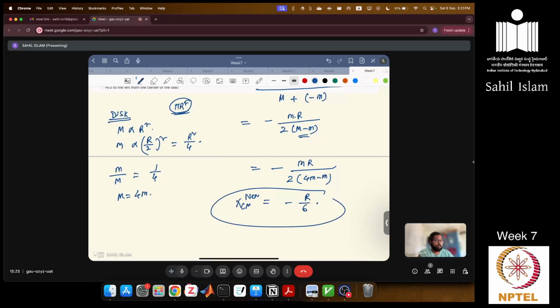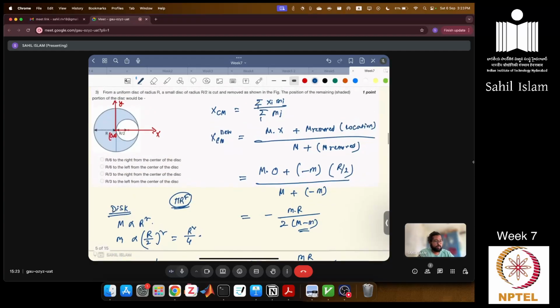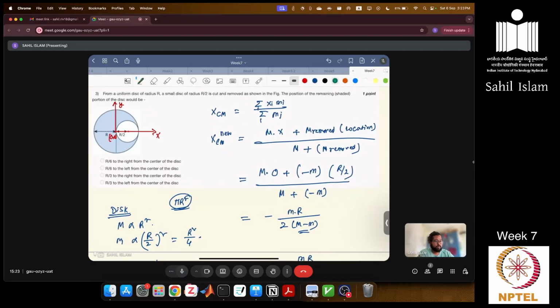So what does it mean? It means this center of mass will be shifted towards the left by an amount r by 6. So the correct answer is r by 6 to the left from the center of the disk. This is the correct answer. Fine.